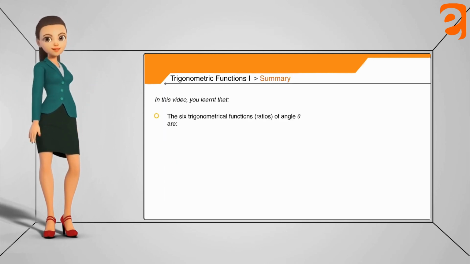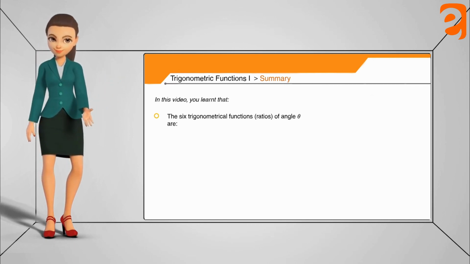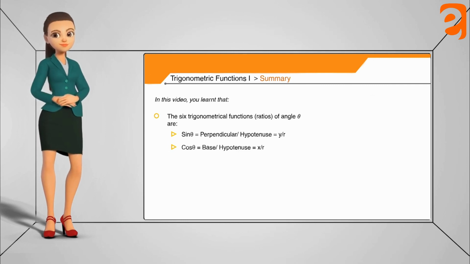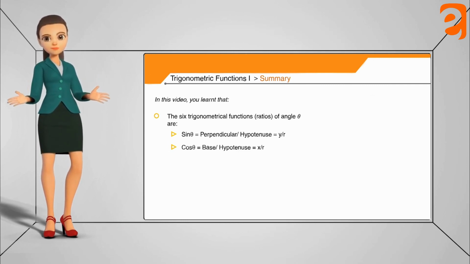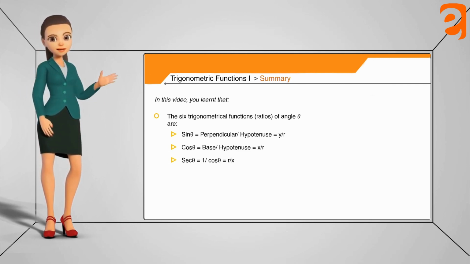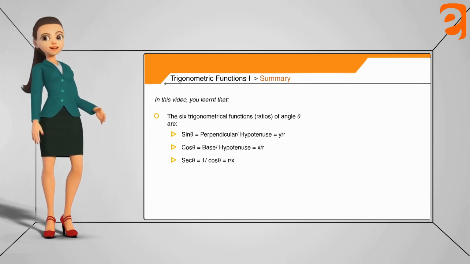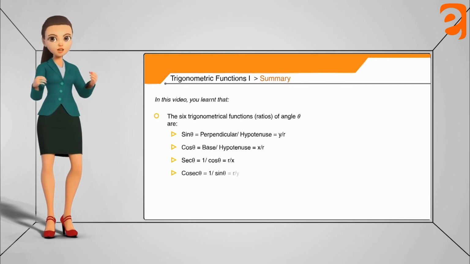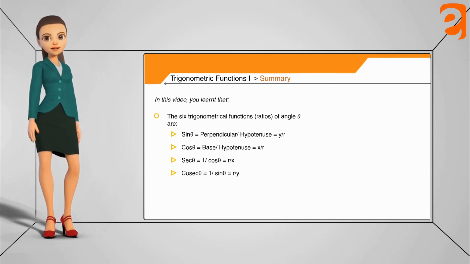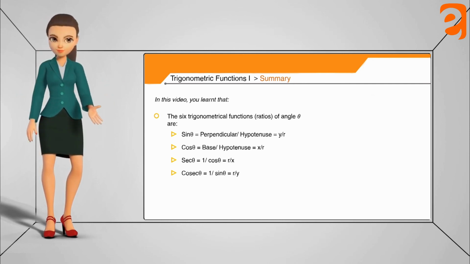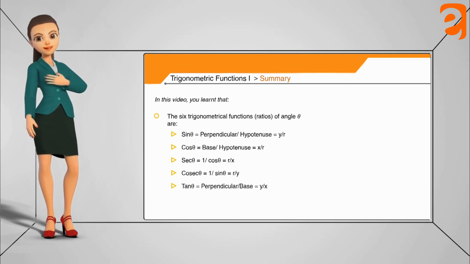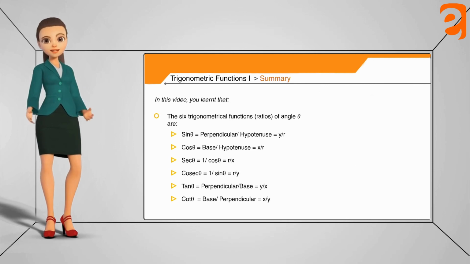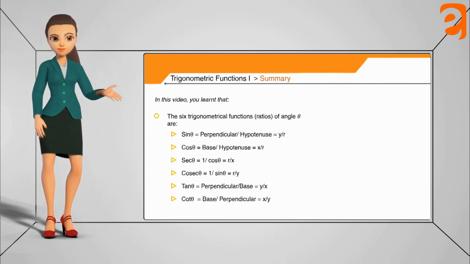In this video, you learned the 6 trigonometric functions of angle, which are sin theta is perpendicular by hypotenuse, cos theta is equal to base by hypotenuse, secant theta is equal to 1 divided by cos theta is equal to hypotenuse divided by base, cosecant theta is equal to 1 by sin theta is equal to hypotenuse divided by perpendicular, tan theta is equal to perpendicular by base, and cot theta is equal to base by perpendicular.